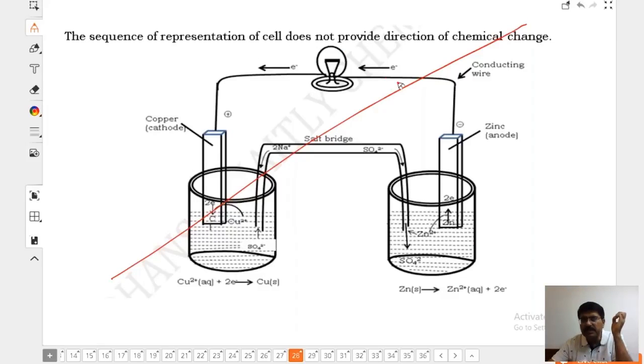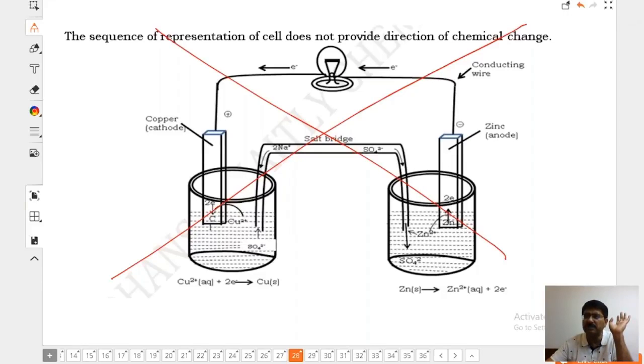That is my mistake. But anyway, it's okay. The circuit is, we have not shown it, but zinc is producing electron. Everything else is okay, so I have cancelled it, right? Everything else otherwise is okay. It is not following the convention. That's it. It is not following the convention.